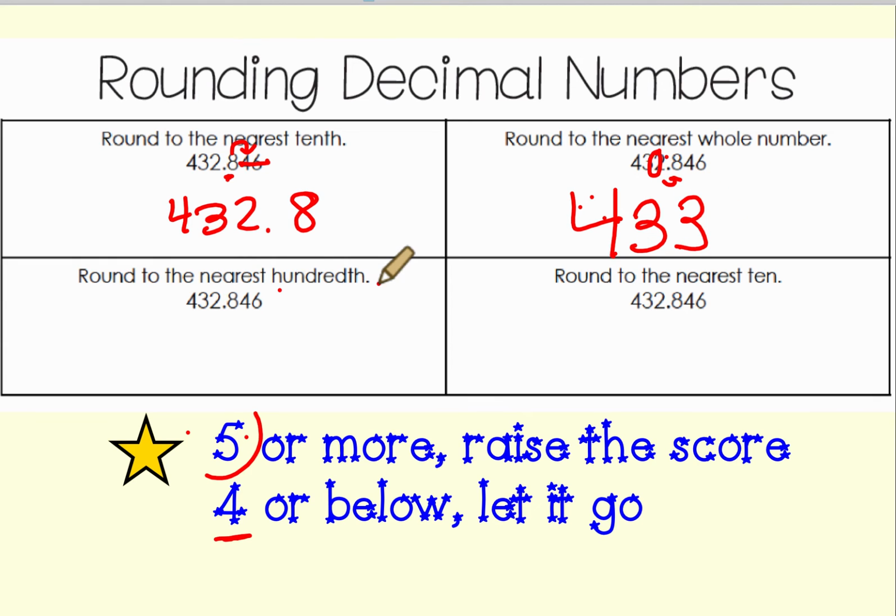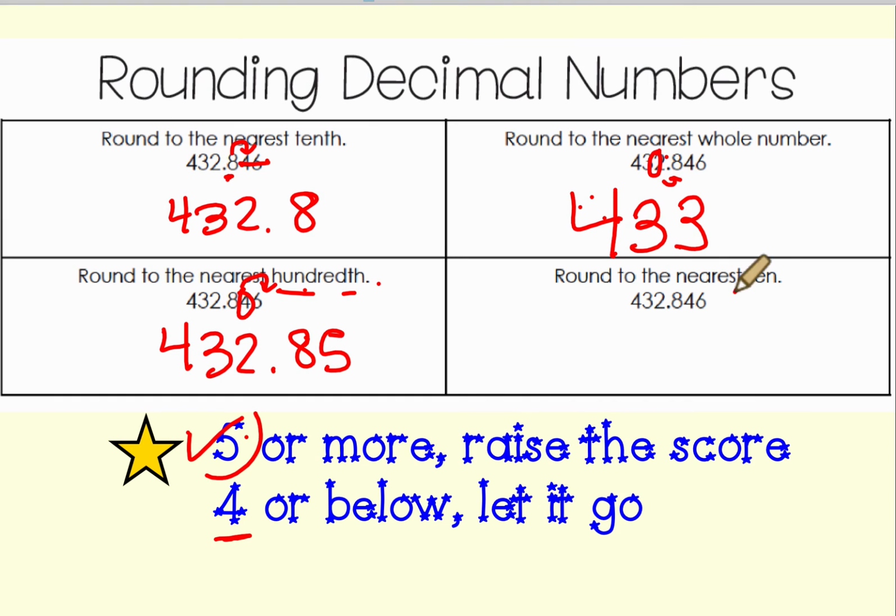Round to the nearest hundredth. Remember, we said that meant 2 digits to the right. So we were here at 4. I look to the right, and that meets the criteria of 5 or more. So it's going to be 432 and 85 hundredths.